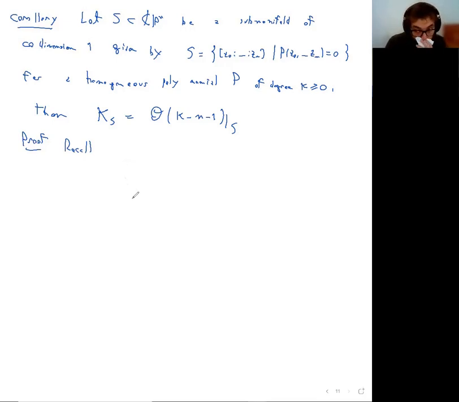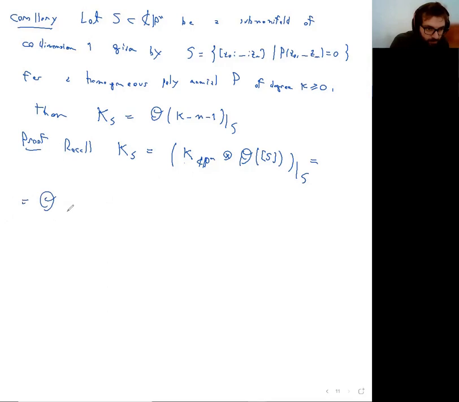So recall that we had a formula for this, which was true in general for every submanifold of codimension one. That the canonical bundle to the submanifold is the canonical bundle to the whole manifold times the bundle associated to the Cartier divisor, all restricted to S. Okay? But now we know what this is. We know that this is O of negative n plus 1. And then we have this tensor O of S, restricted to S.